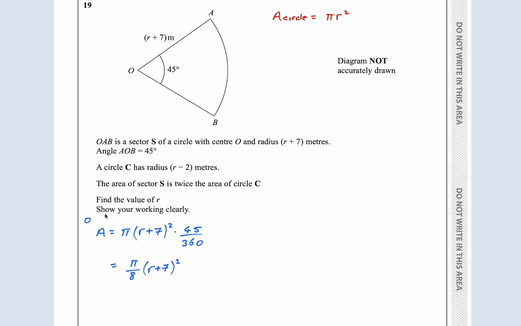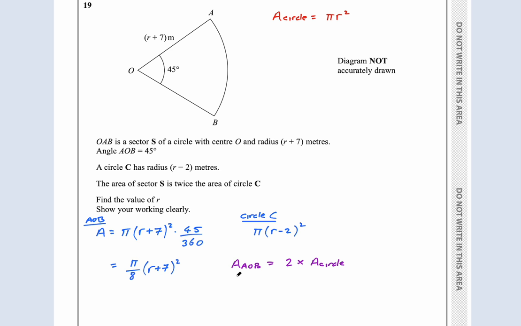That's area AOB. Okay, the circle C, this is a totally different circle, has this radius. So let's do circle C. And its area is pi r squared, or pi times r minus 2 squared. Okay, now it says the area of the sector is twice the area of the circle. So we can say that this area, let's change color, guys, area of AOB is twice the area, two times area of the circle, because he says that this is twice this, so this equals two times this.